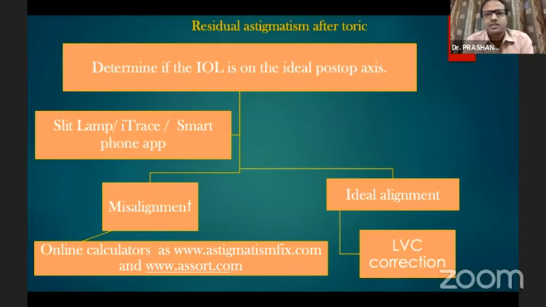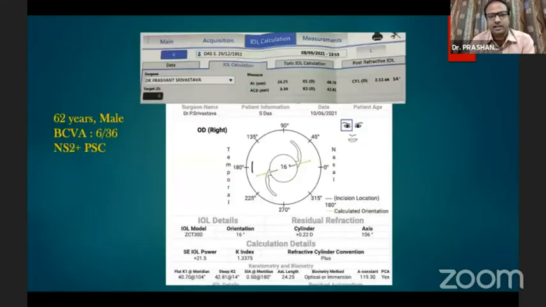So if the patient has residual astigmatism after toric implantation, what should we do? First of all, we have to determine the IOL axis of the implanted toric IOL, and we can do this with the help of a slit lamp, eye trace, or smartphone app. If there is misalignment, we can take the help of online calculators like astigmatism.com. If there is ideal alignment, then we have to do a laser vision correction.